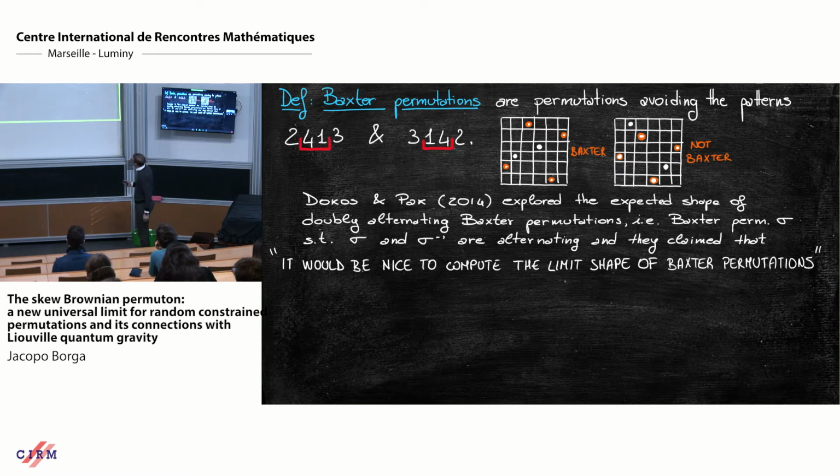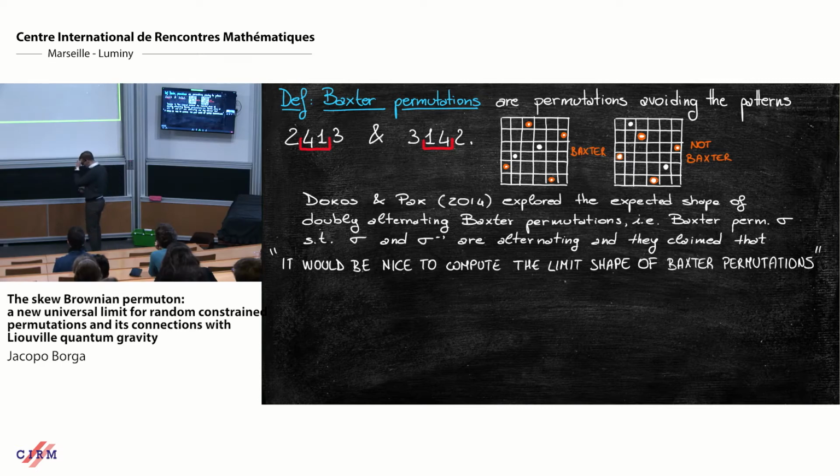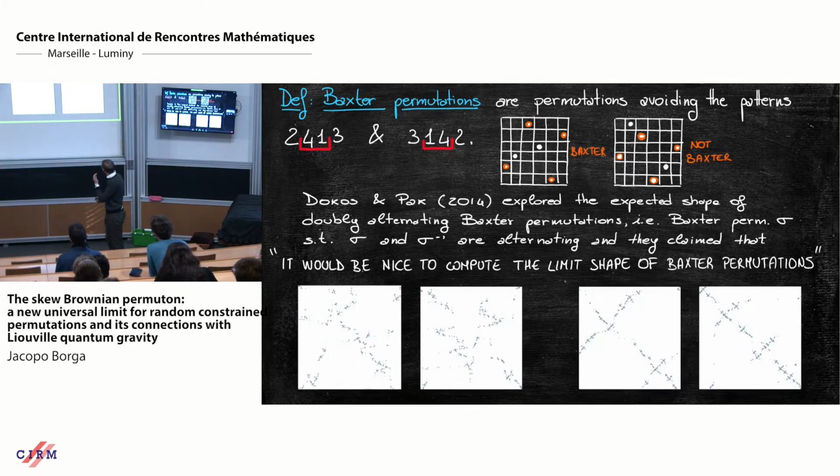It's a much simpler family. It's counted by Catalan numbers. And it turns out that even if they didn't prove it in this way, it's deeply related to the Brownian separable permuton, the scaling limit. But what they wanted to do is look at Baxter permutations. And so let me show you here.